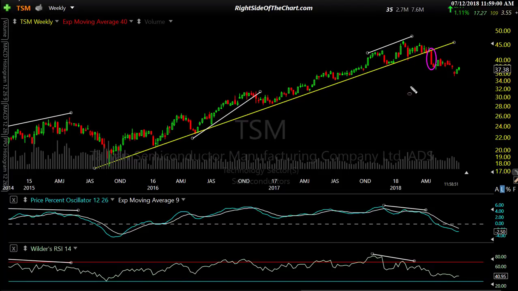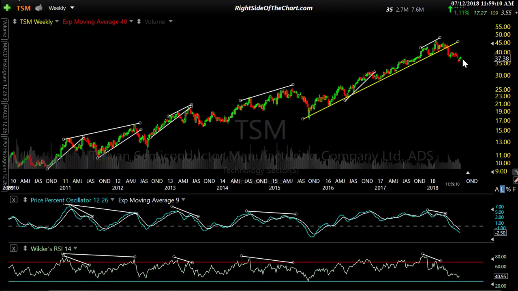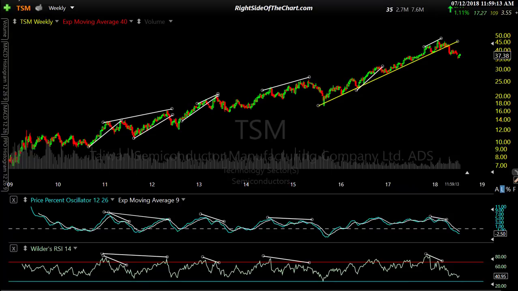You go back, look how many reactions off that trend line. And of course, everything I like to see, the fact that we had negative divergence on the weekly time frame. So here's another stock that, in my opinion, the bull market is over, just like Intel has ended, and it's in the early stages of a new bear market.